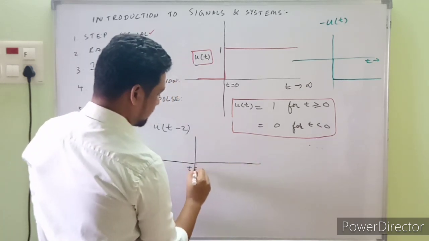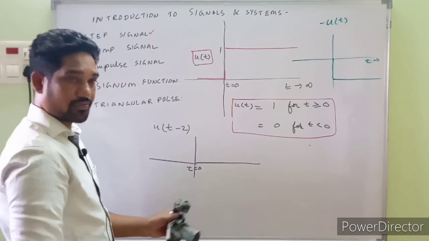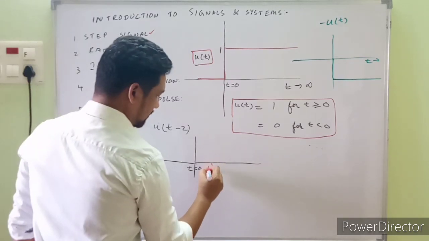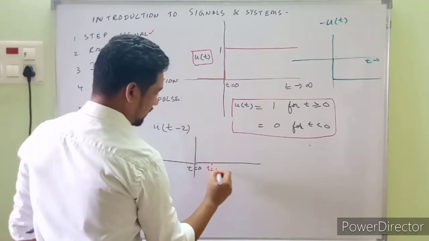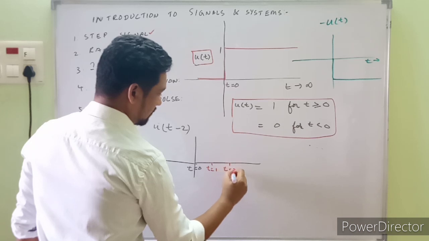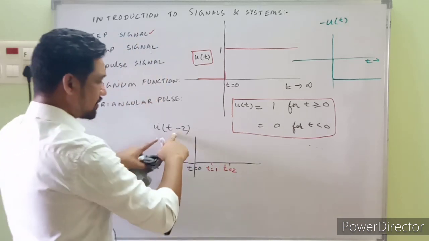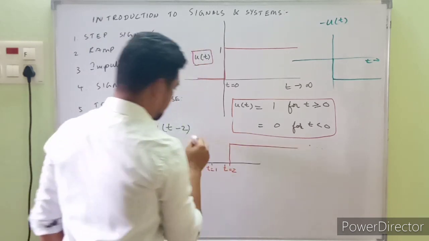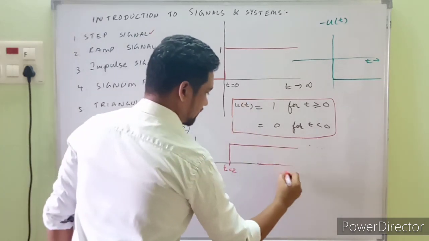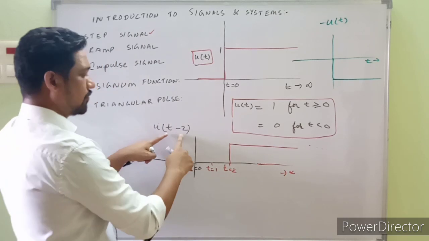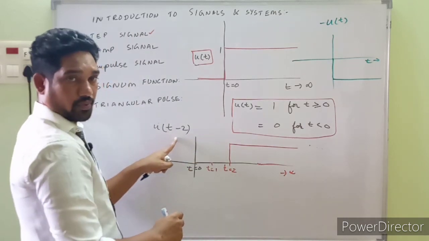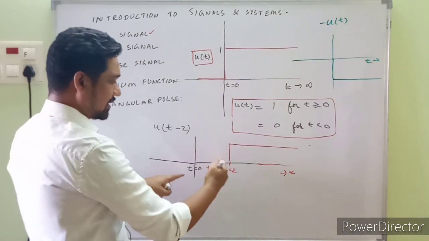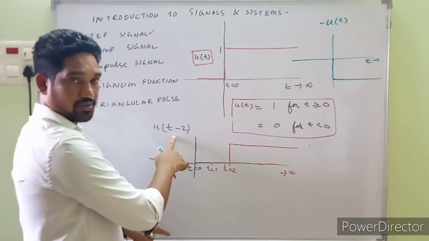It doesn't commence from t equal to 0, but it commences from t equal to 2, with t equal to 1 in between. Now this step function commences from t equal to 2 and tends up to infinity. Like we are removing away 2 units. We say that it's a delayed step function.